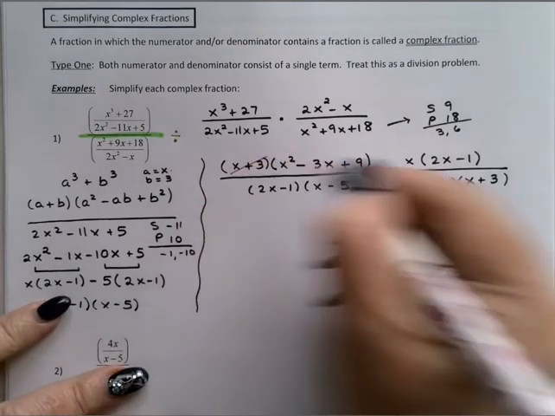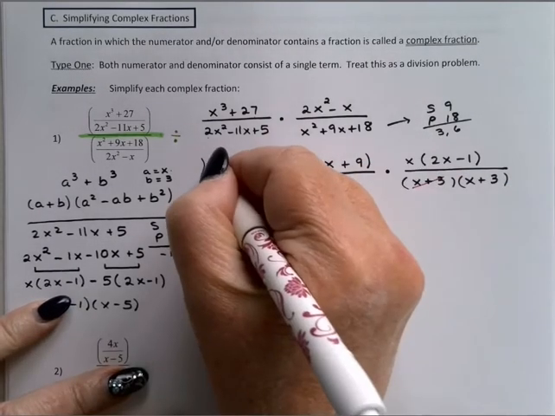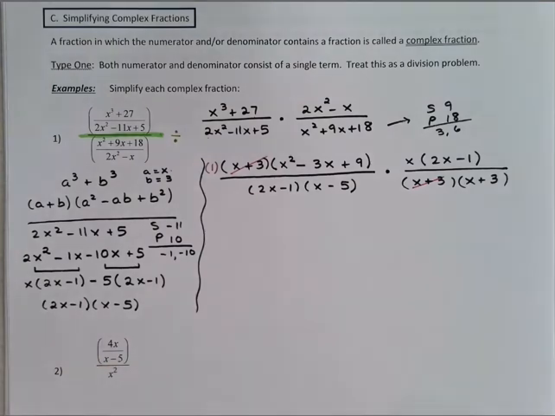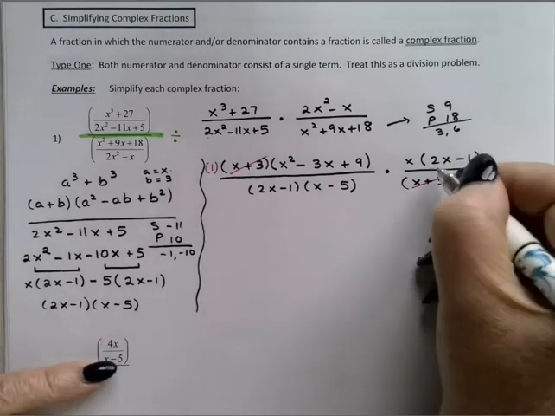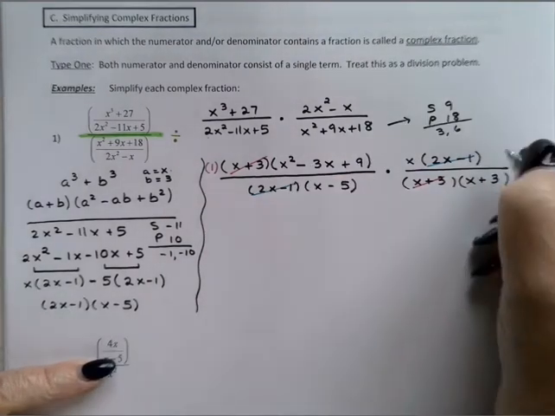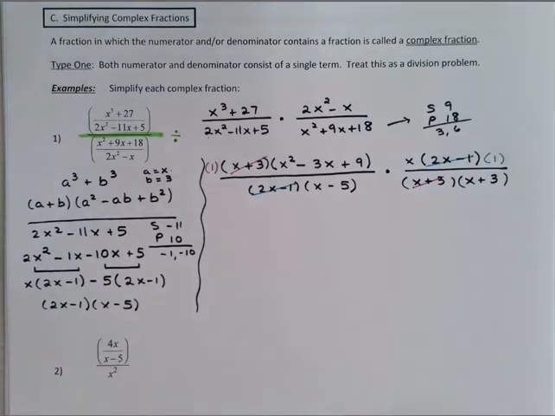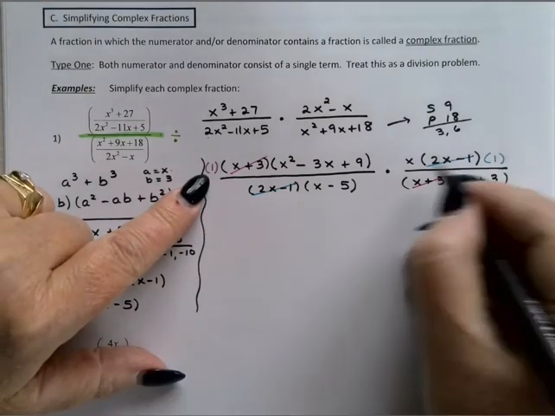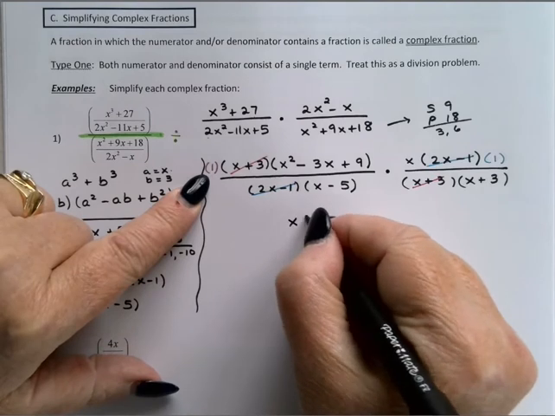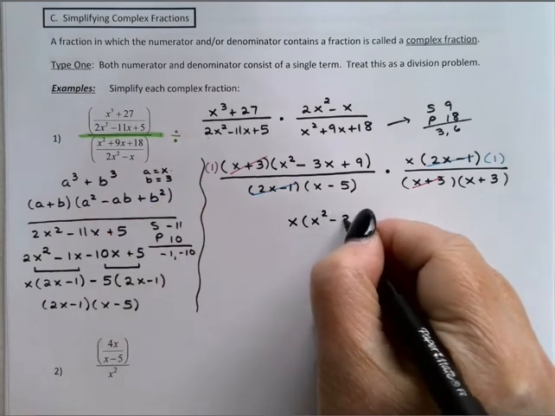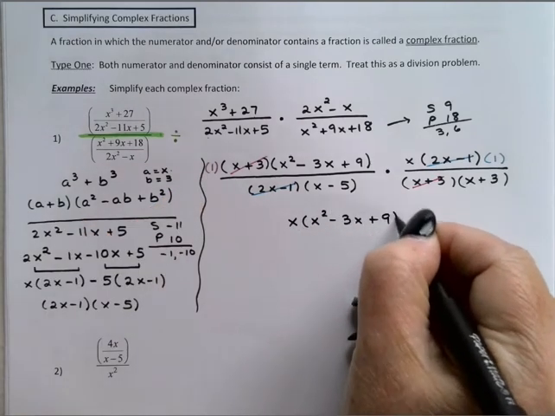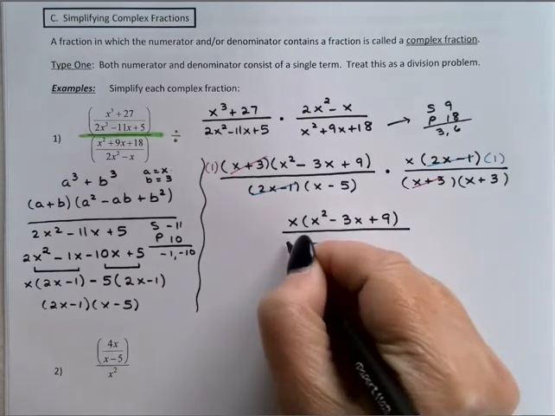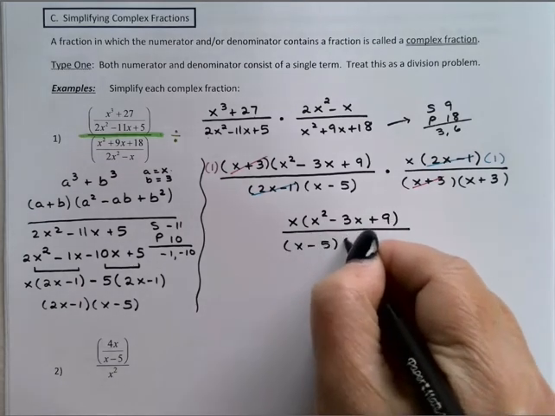X plus 3 divided by x plus 3, that's positive 1. And 2x minus 1 divided by 2x minus 1 is also positive 1. I think that's everything. So on the top, multiplier is just 1 here. I still have this x squared minus 3x plus 9. And in the denominator, x minus 5 times x plus 3.